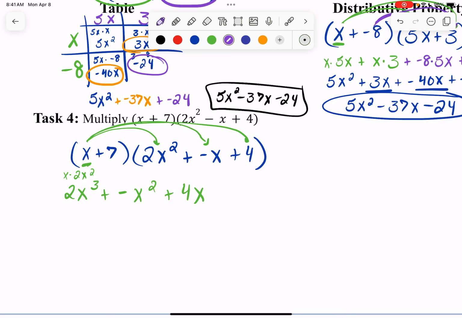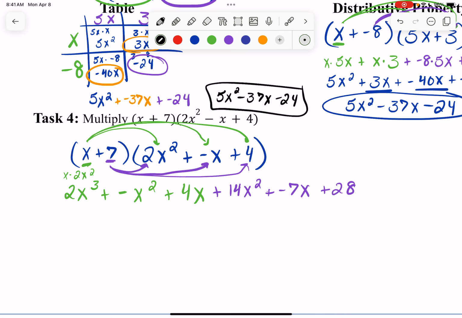Now I need to multiply each of those terms by the 7. Plus 7 times 2x, 14x to the second. 7 times negative x is plus a negative 7x. And 7 times 4 is plus 28. Now I come through and put together like terms. I always like to kind of kill two birds with one stone: look for like terms, but also like largest degree.